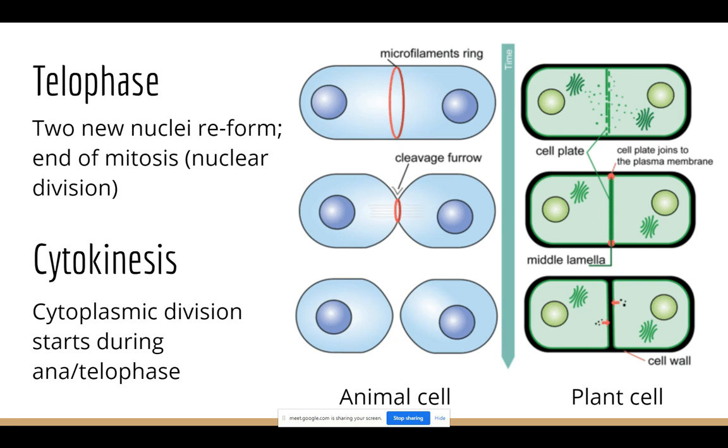The early version of that structure is called a cell plate. That's basically a new cell wall in progress being built. So that eventually divides this into two new cells and finishes off cytokinesis in those plant cells. Questions?